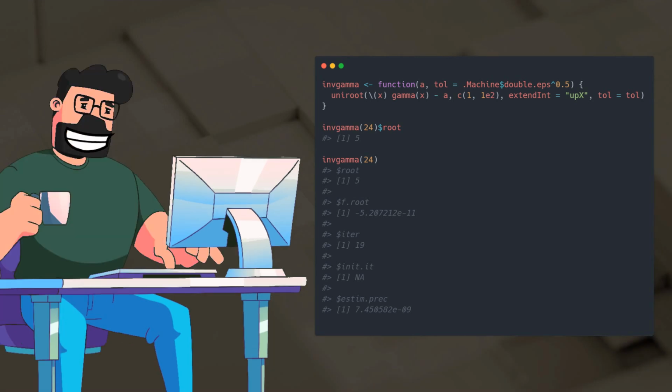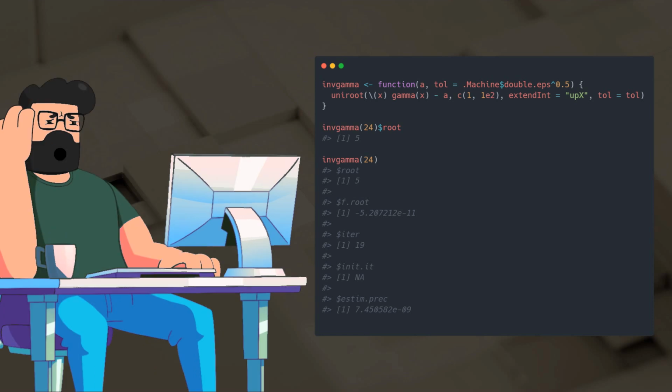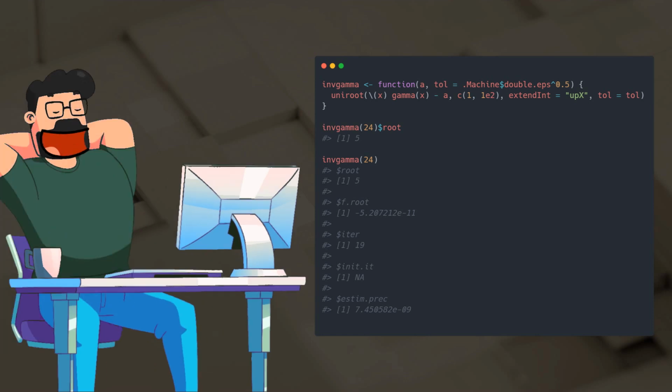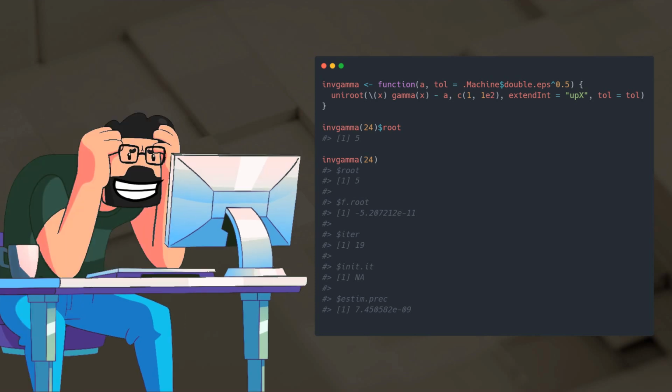One way to tackle this is by defining a new function called invgamma in R. This function utilizes uniroot to calculate the root of gamma(x) minus y, where y represents the number we want to find the input for. By setting the function up this way, we can easily obtain the input value of 5 when the output is 24 using the invgamma function. Pretty neat solution, don't you think?